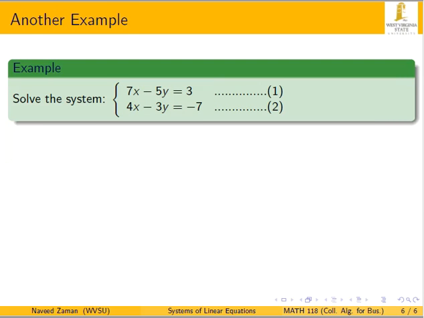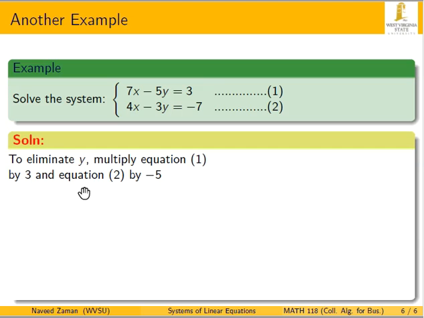Okay, let's solve this system. 7x minus 5y equals 3. 4x minus 3y equals negative 7. In this case, it probably will be easier to use the elimination method, because if you use substitution, you will have some fractions involved. Okay, so we need to pick one of the variables to eliminate. And in this case, we decided to eliminate y.